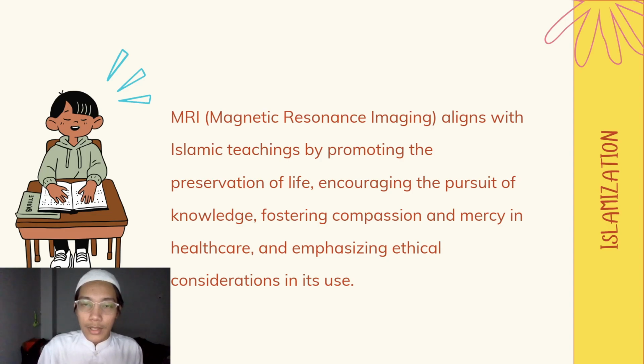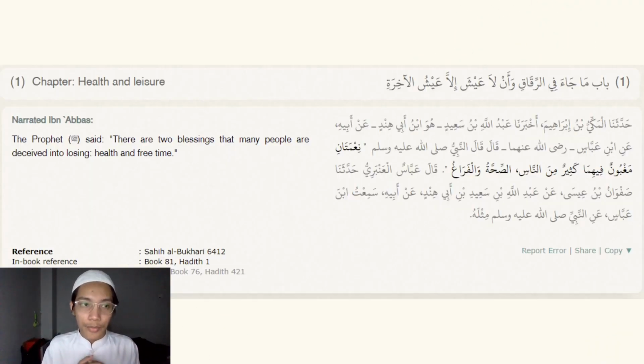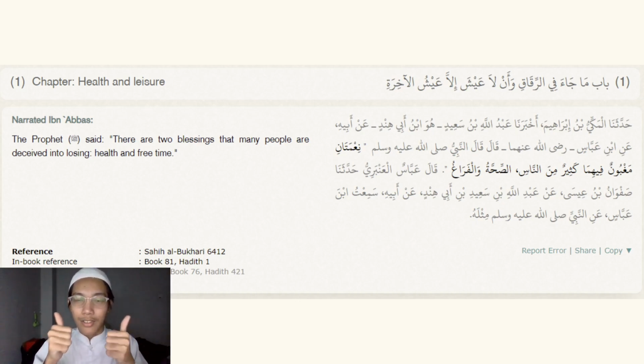So, if you can see on the next slide, the Prophet ﷺ said there are two blessings that people are deceived into losing, which are health and free time. So, if we use the MRI machines for our yearly health checkup, we are able to keep our health in check, and we are able to fulfill the right of Allah subhanahu wa ta'ala by keeping our body healthy and in good condition. Alright.